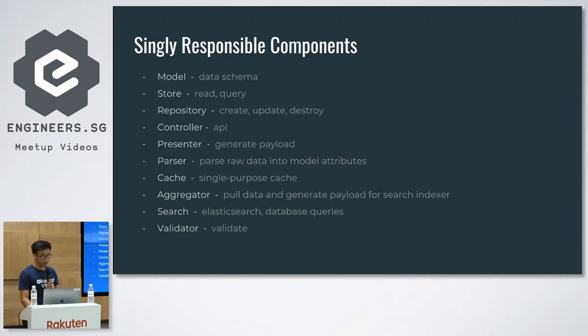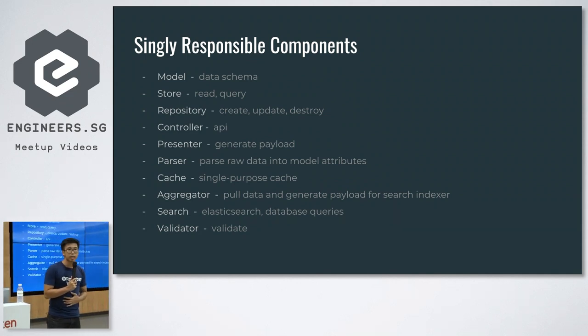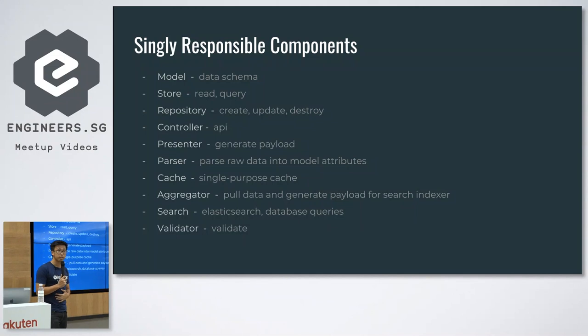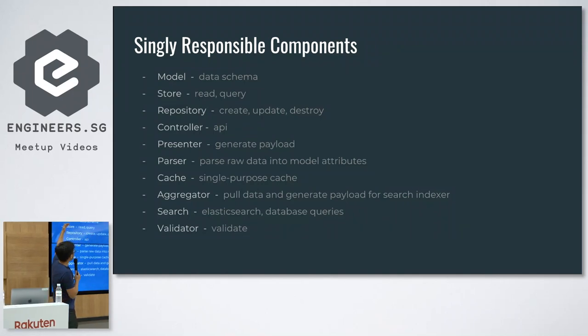Okay, so let's start with single responsibility. When we structure our code, we try to define as many singularly responsible components as possible. For example, you can see here the model is a data schema where it only has the attributes of the data objects. The store is where you pull, read, and query the data models. Repository, and there's no side effect at all. The repository is where you create, update, and destroy the data model. The controller is the API. The presenter only takes in a model and generates JSON, XML, and whatever sort of presentations.